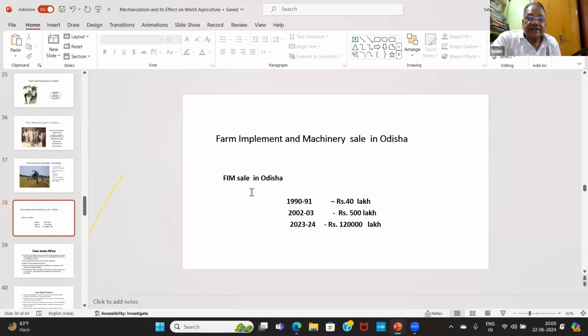So I think this is important, all of you should know. In 1991, the sale of farm implements in Odisha was 40 lakhs. In 2002-3, it was 5 crores. Then this year, it is 1200 crores, including subsidy.